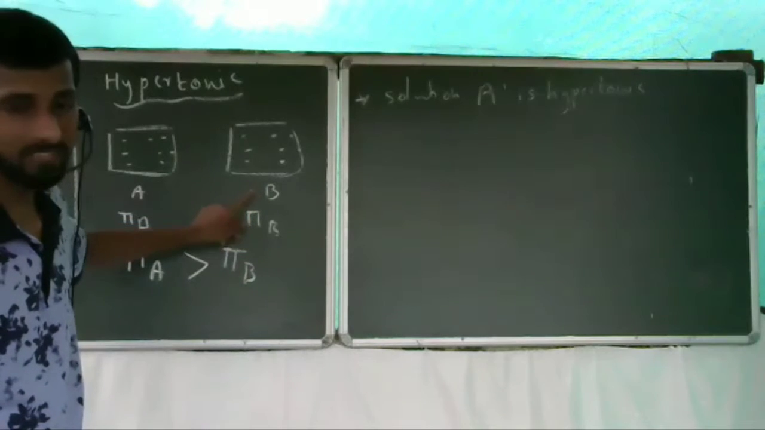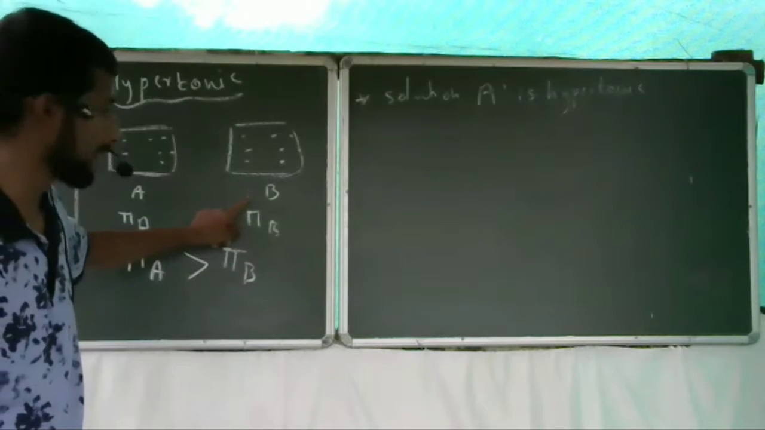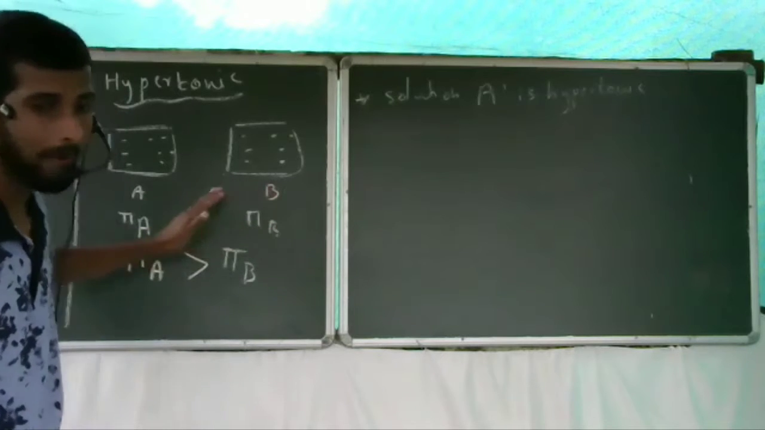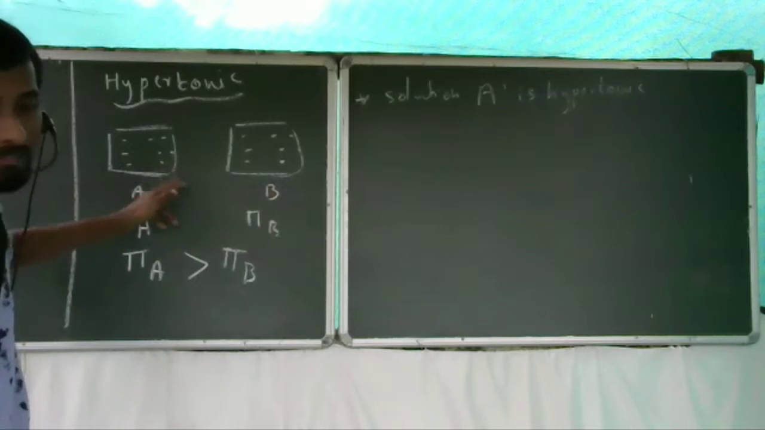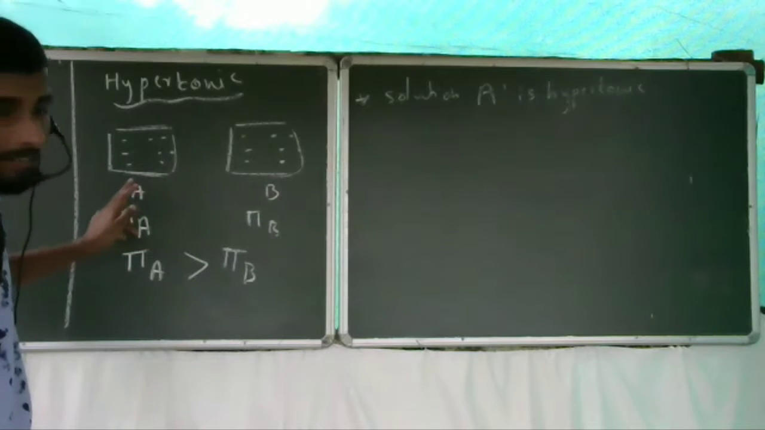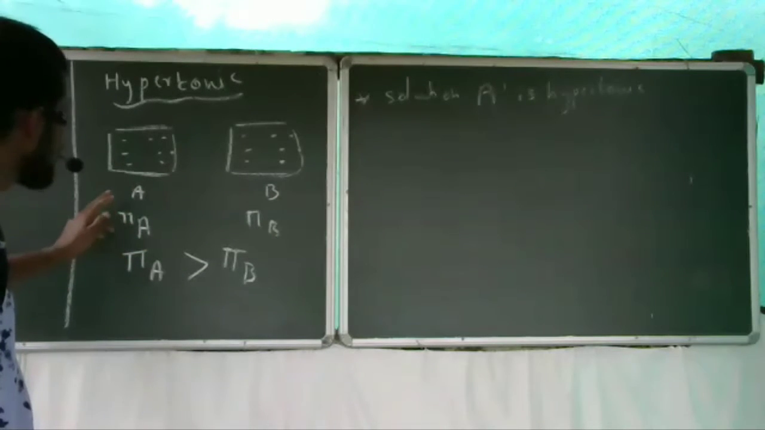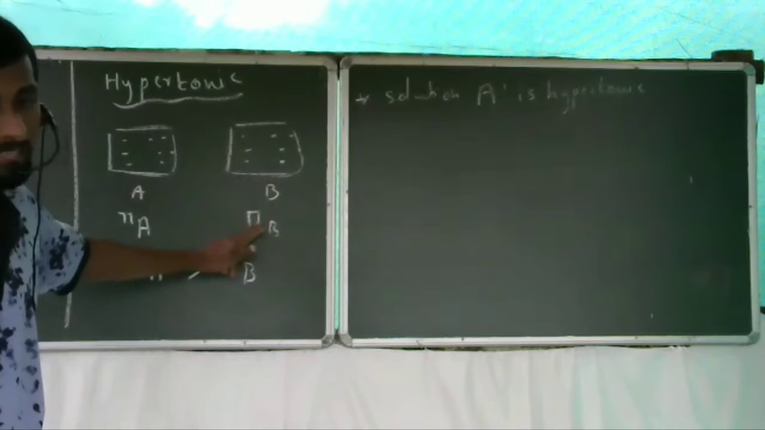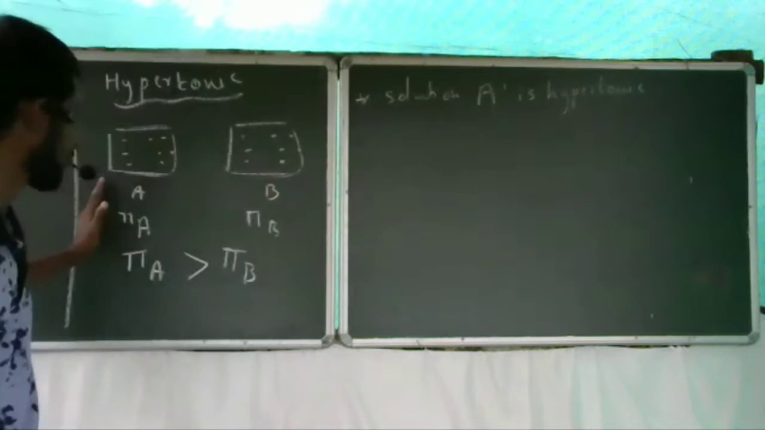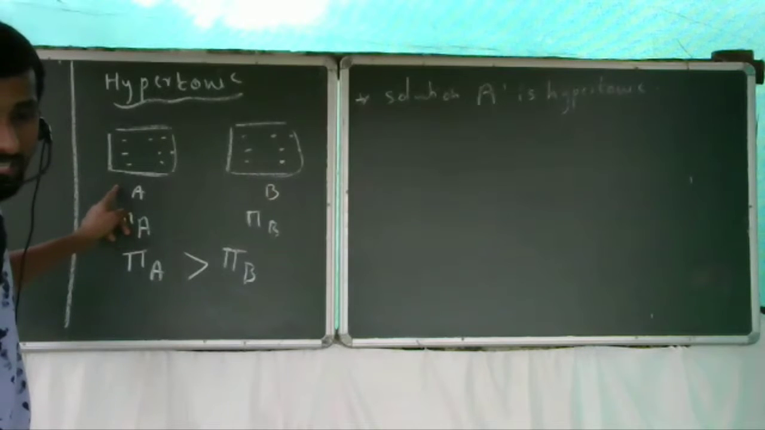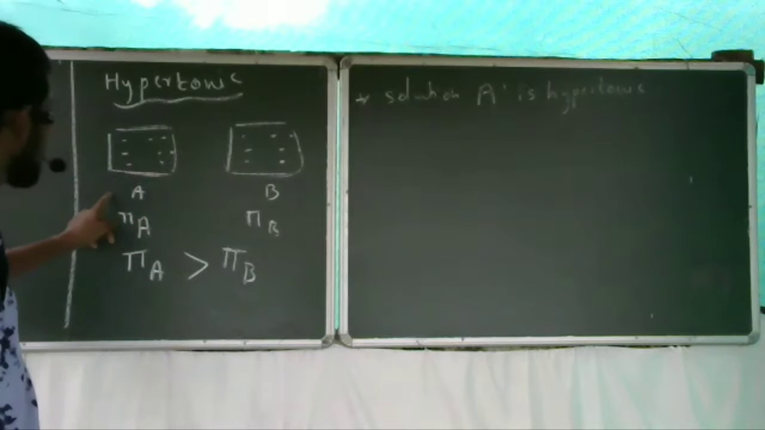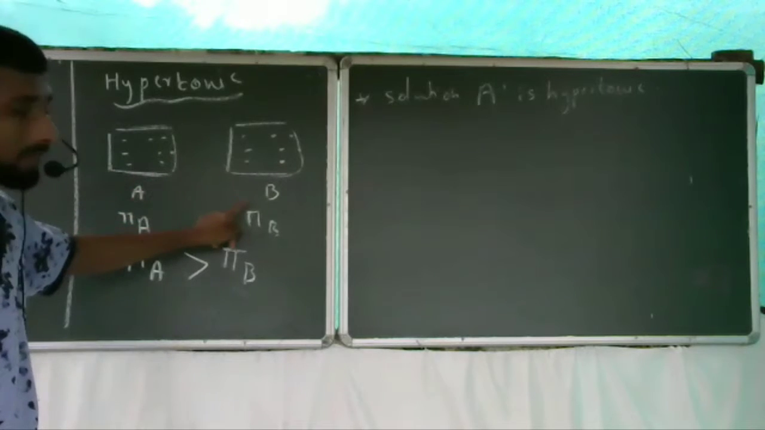This one is a given solution. This is a reference one. Then by taking that reference solution, you are comparing the osmotic pressure of the other solution. That other solution has a higher osmotic pressure than the given solution. That type of solution is called hypertonic. Solution A is hypertonic because the osmotic pressure of A is more than that of B.